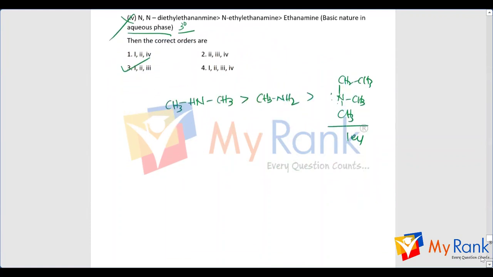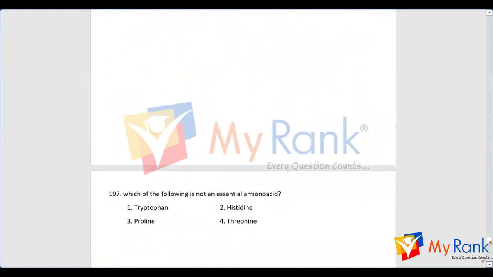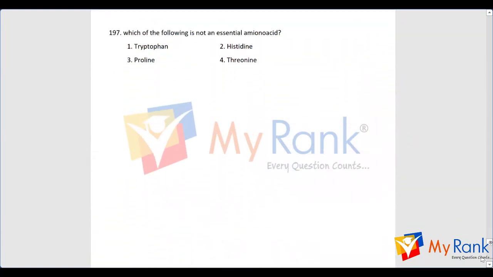And question number 197. Which of the following is not an essential amino acid? Here, tryptophan, histidine, proline, and threonine. This is memory based. Proline is the non-essential amino acid. The others are essential amino acids here. This is histidine, NH.